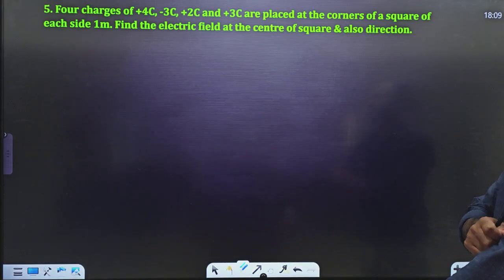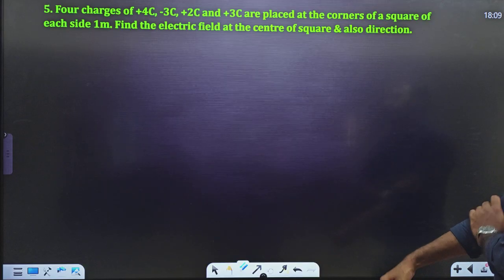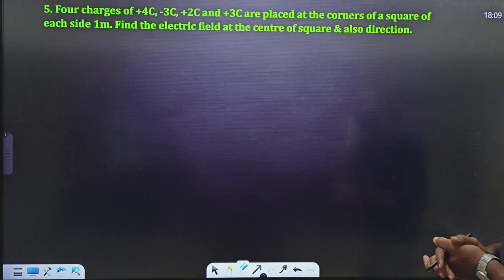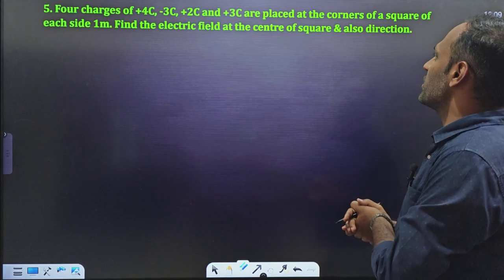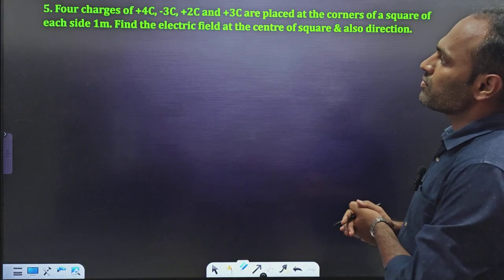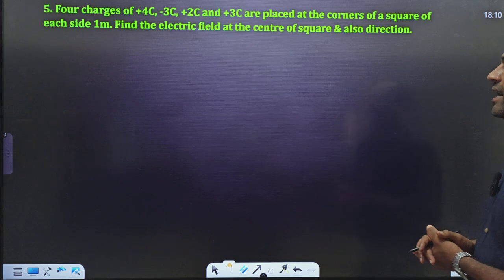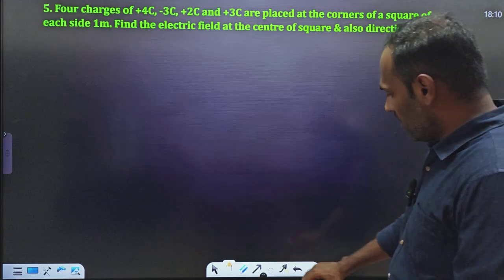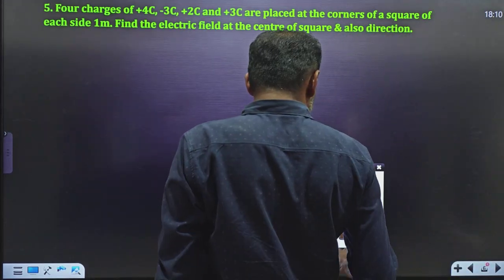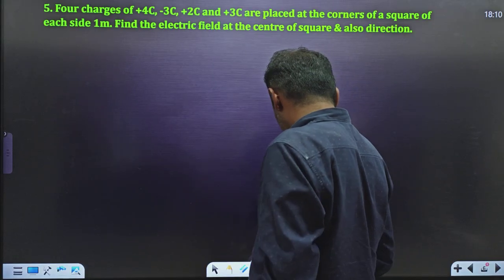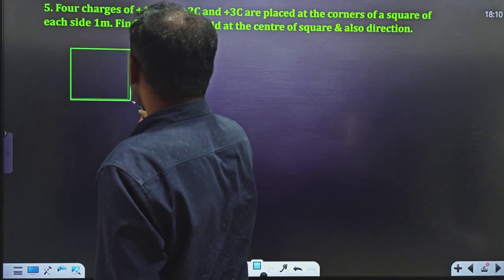Okay, let us move to the next question then. Hope you are understanding. Next question is 4 charges plus 4 coulomb, minus 3 coulomb, plus 2 coulomb, plus 3 coulomb are placed at the corners of a square of each side 1 meter. Find electric field at the center of the square and also the direction. Again, it is the question on electric field at the center of the square, right?